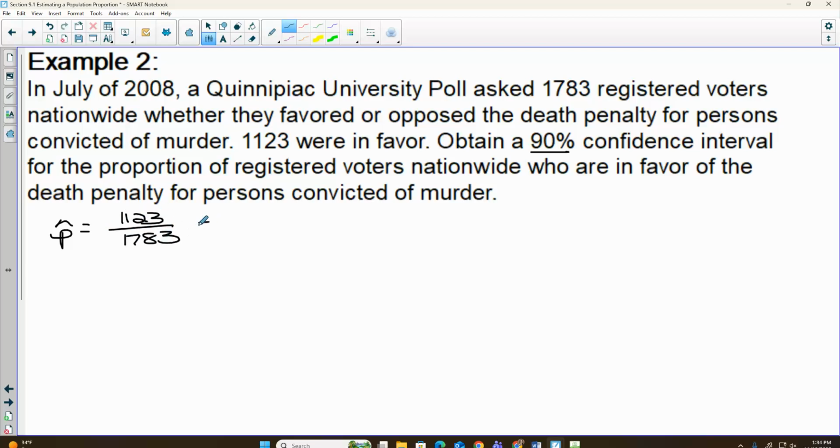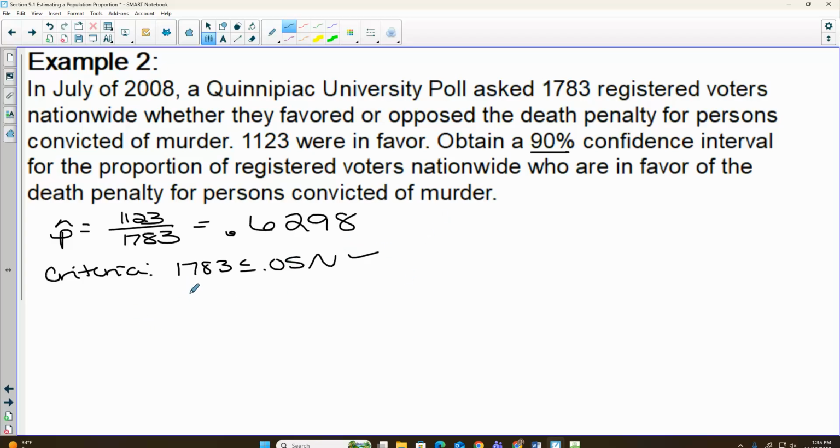From that first example, what was it, 0.6298, is that right? If I'm going to use this, we should verify our criteria. Would we assume 1,783 would be less than 5% of all registered voters? Yeah. I don't know the number of registered voters, but that would be less than 5%.